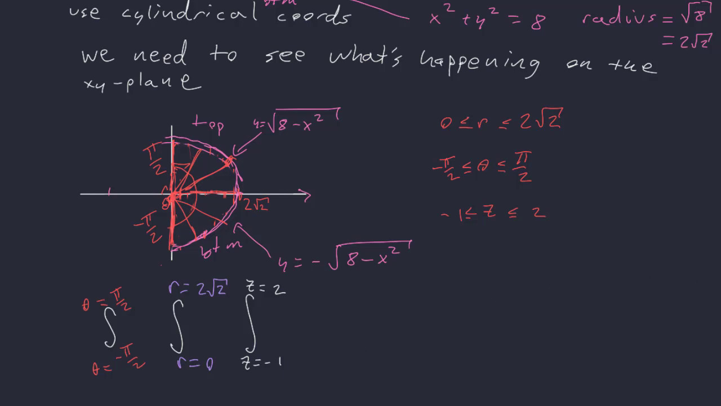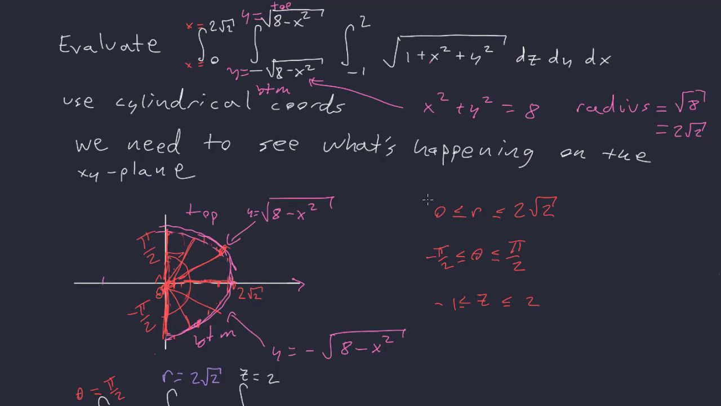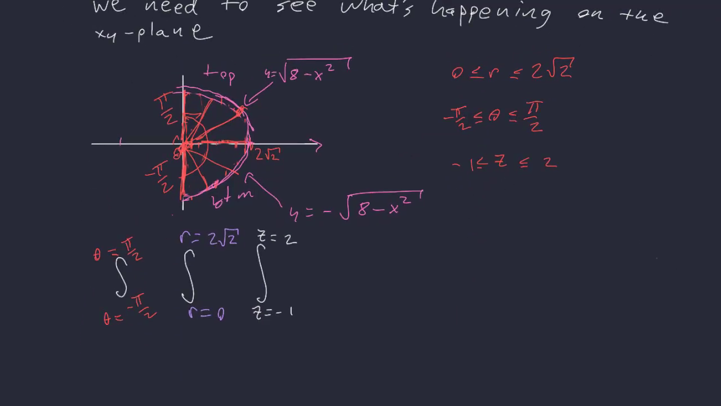And then our function, and this is where we need to make sure that we change the x squared plus y squared into r squared. Okay, so our function will be the square root of 1 plus r squared. And then we will have dz r dr d theta. Or we can move the r out here and have dz dr d theta. It's not really going to matter much.